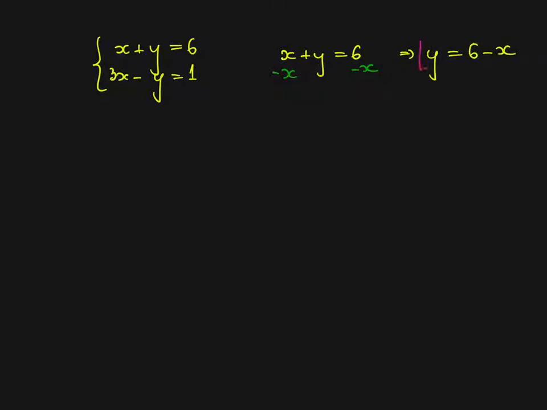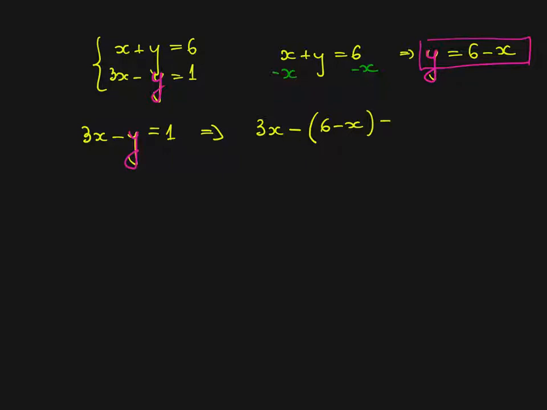Now, I do not need to find y from the second equation, and I can substitute this y into the second equation. Why would I make y the subject of the formula? I just substitute it. So the second equation, let me copy it here, becomes 3x minus, and then I substitute this y with 6 minus x. Remember, you need to take away the whole y, so you need brackets, and equals 1. So this one was my previous y. This is a substitution step.